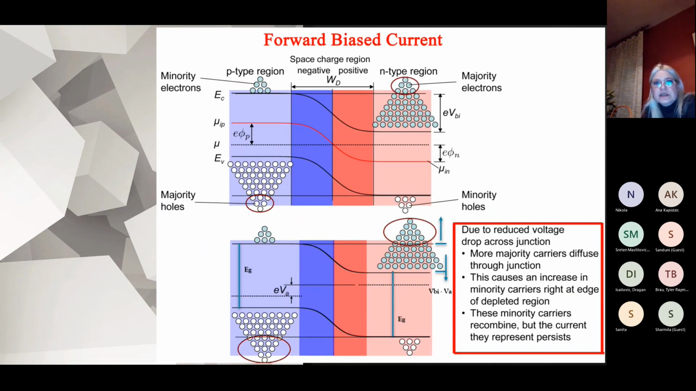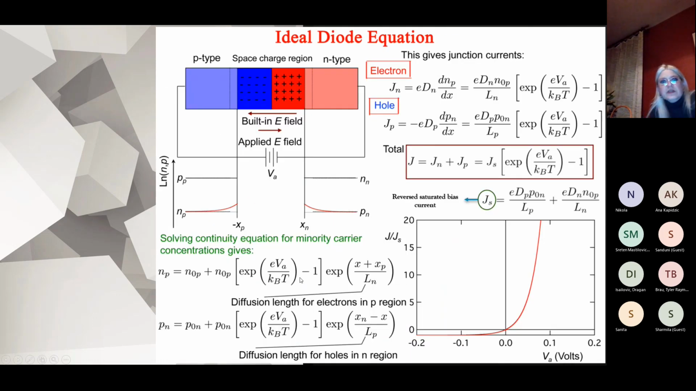I'll just return to this slide. Now we're going to have many more electrons going to the positive side and many more holes going to the N-type region, and this concentration of the holes will be next to the depletion zone, and also the excess of electron concentration will be next to the depletion zone, just in the opposite direction.